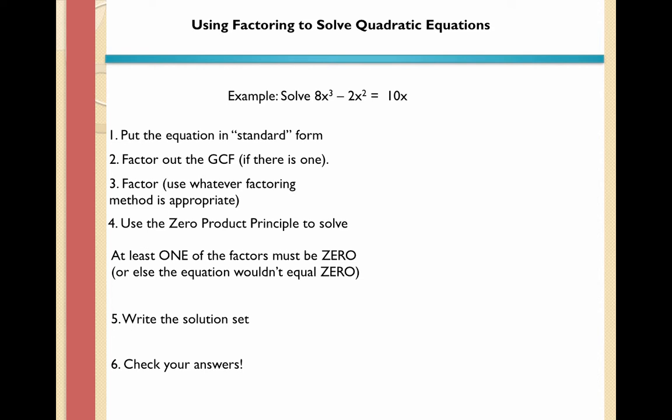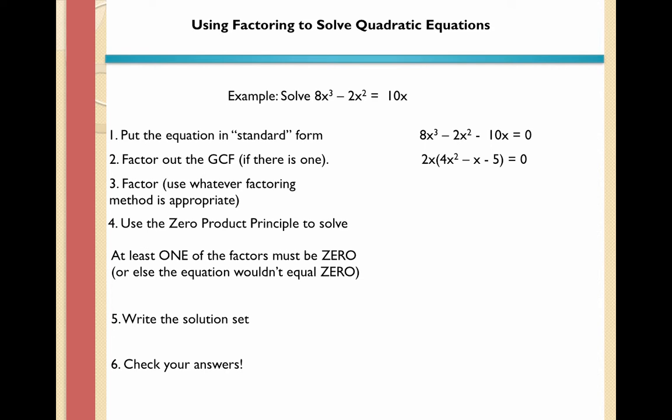Let's look at another. Now if you'll notice, we actually don't have a quadratic here. We have a cubic because our highest power is a power of 3. However, it turns out we can still use the same method to solve this. So let's put it in standard form. All the exponents are lined up, biggest to smallest. There's a 0 on one side, everything else is on the other, so that means that it's in standard form. Let's factor out a greatest common factor. That would be a 2x.